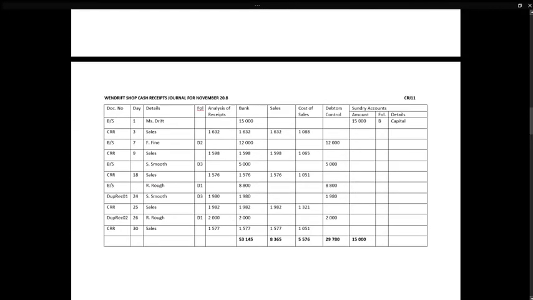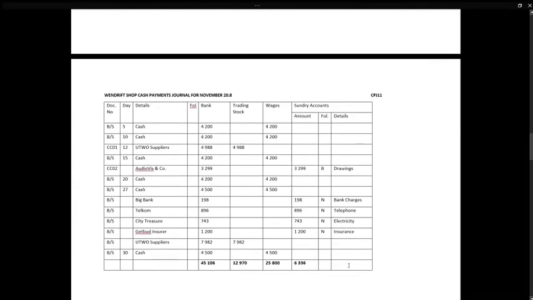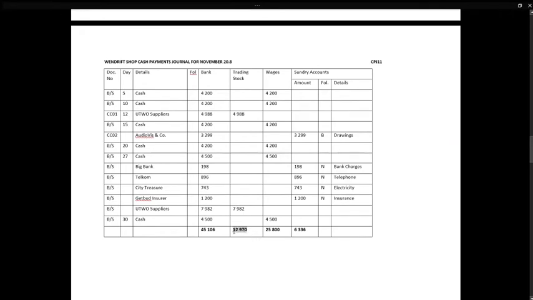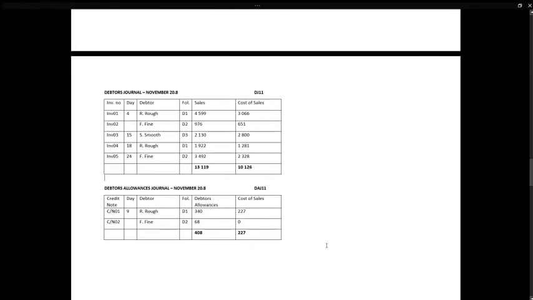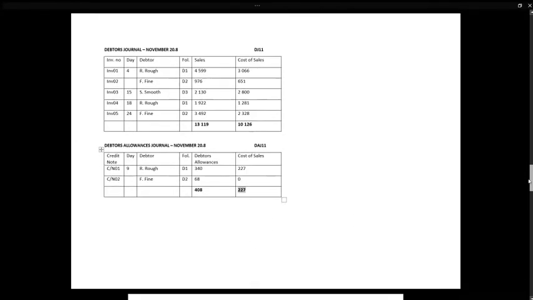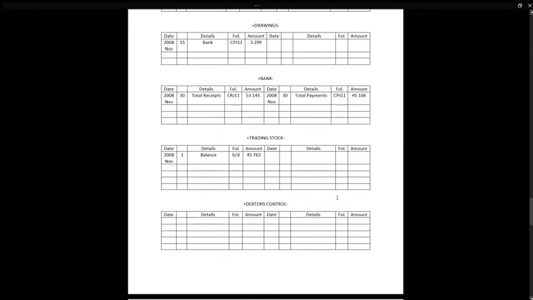Okay, then trading stock. There happened a lot in trading stock. We sold products for cash to the value of 5,576 Rand. So my trading stock will decrease with that amount. Then we bought more trading stock to the value of 12,970 Rand. So my trading stock will increase with that amount. And then we sold trading stock on credit to the amount of 10,126 Rand. And then some of my customers were unhappy and they brought trading stock back. So my trading stock will increase with 227 Rand again. Right, let's go and fill all of that into my trading stock.